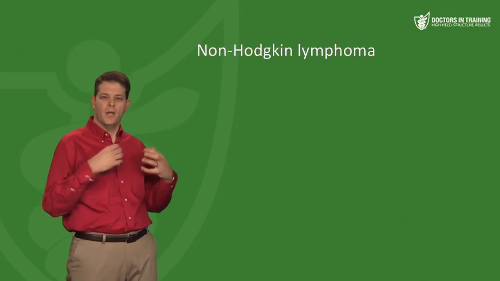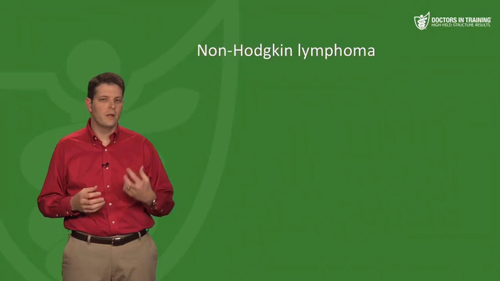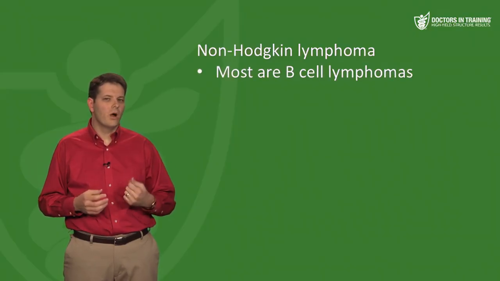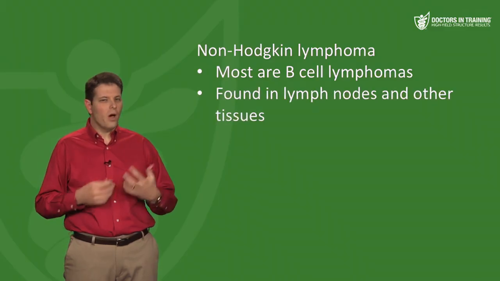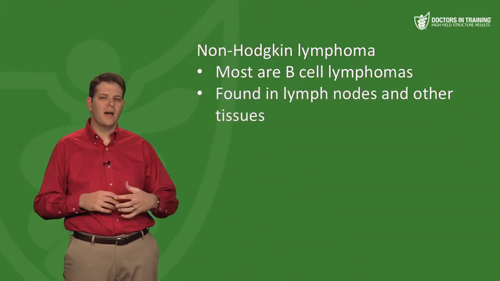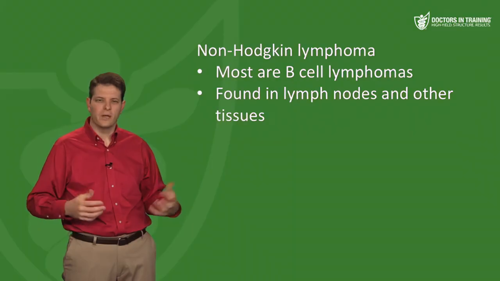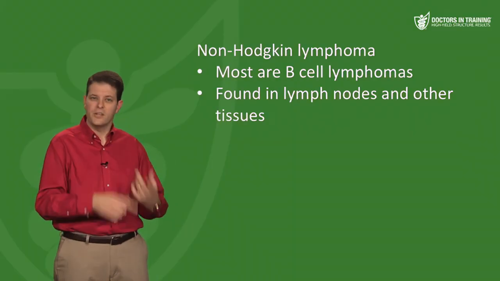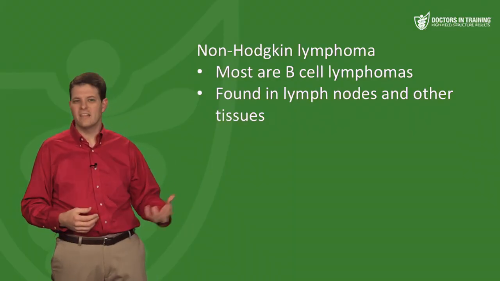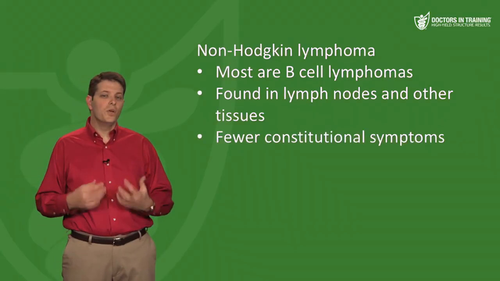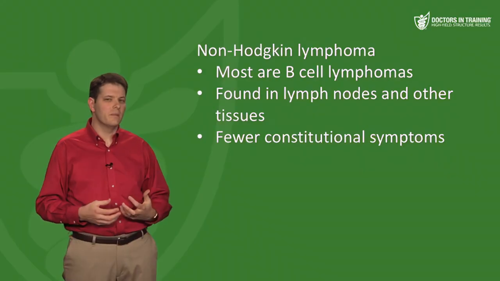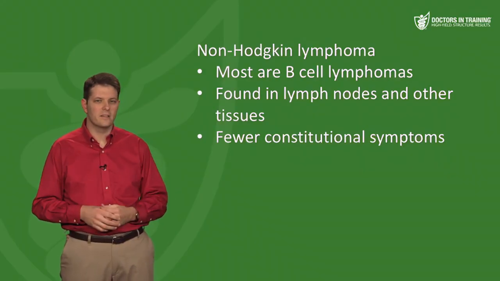So then what about non-Hodgkin lymphoma? Now, you don't necessarily have Reed-Sternberg cells, but most of these non-Hodgkin lymphomas are B-cell lymphomas of one type or another. Non-Hodgkin lymphoma is also found in the lymph nodes, but it can be in lots of different lymph nodes. It can be very widespread. It can be found in lots of other tissues, like the GI tract or the thyroid, or you can have CNS lymphomas. These can pop up almost anywhere. These generally have fewer constitutional symptoms, fewer of those B symptoms. They're possible, but less classic.